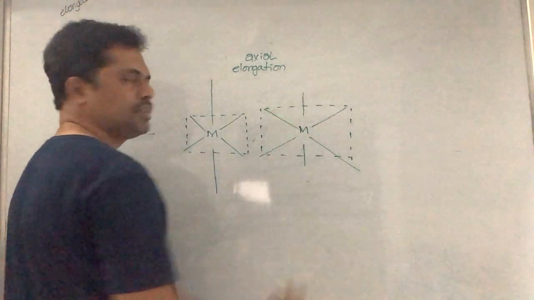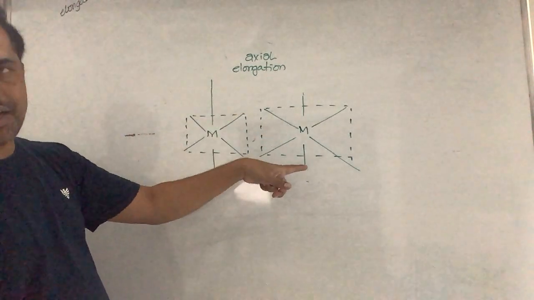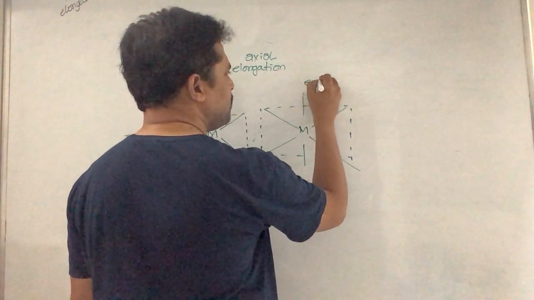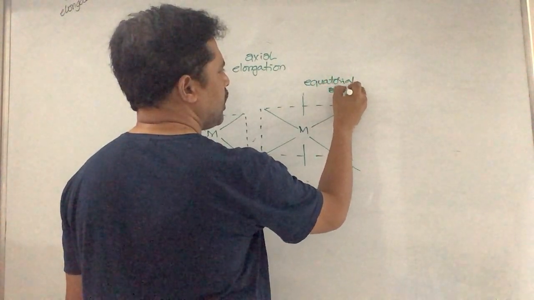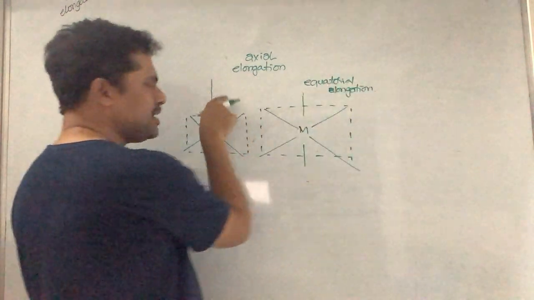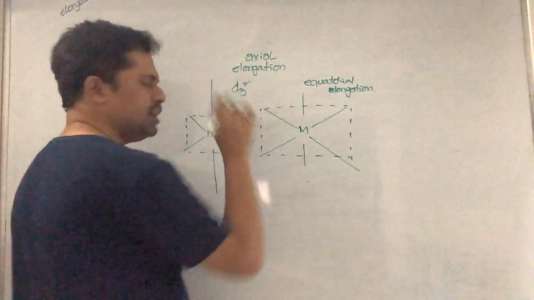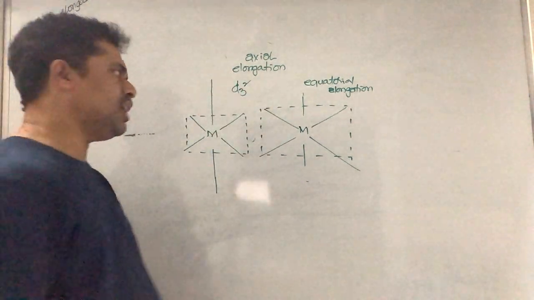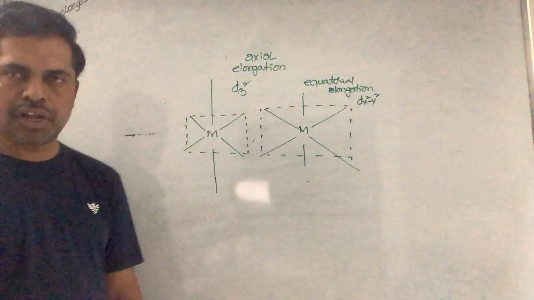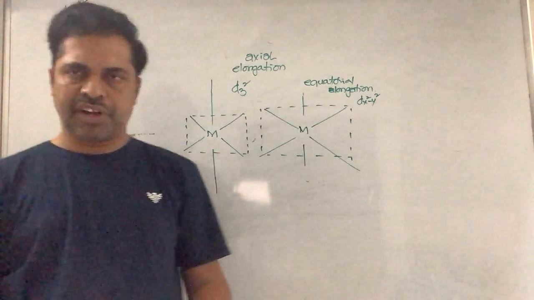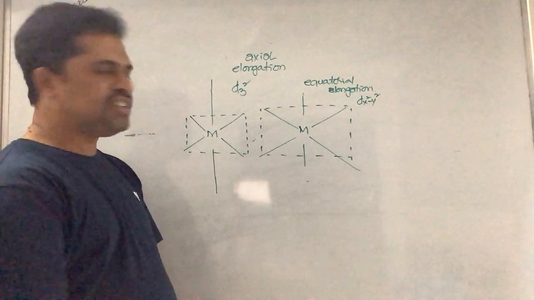You can say like this. Now, these are the longer bonds, axial elongation. And in this kind of case, you can say equatorial elongation. Axial elongation, equatorial elongation. When the electrons are present in the dz square orbital, this happens, and when the electrons are present in the dx square minus y square, that happens. So simply remember, if the repulsions are because of the dz square, then generally that goes for axial elongation.